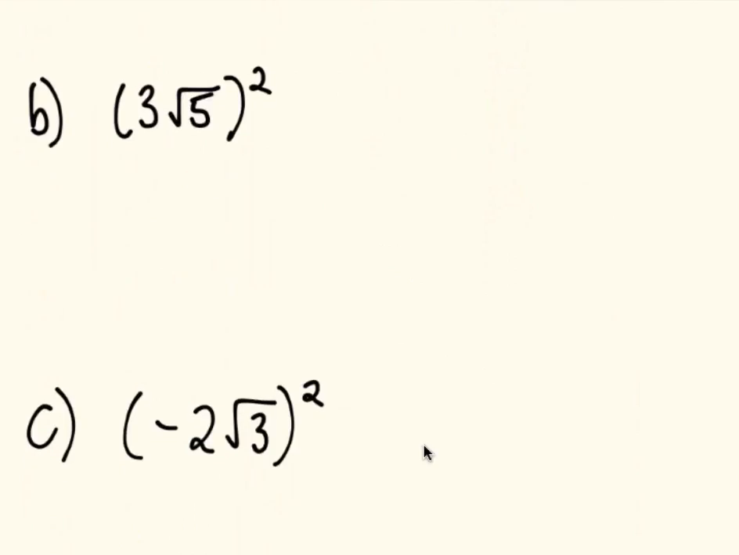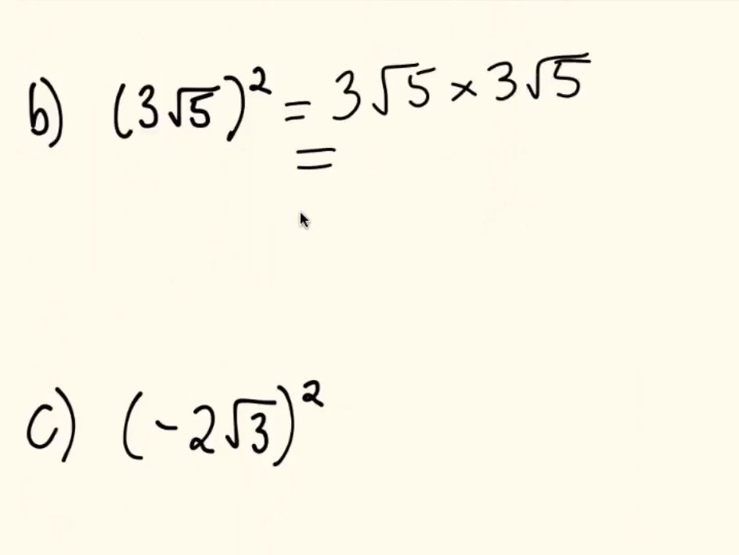So part B, 3 root 5 squared. Notice how the square here is outside of these brackets. So whenever you square something, you are just multiplying it by itself. So 3 square root 5 times 3 square root 5. You can only multiply the 3 and the 3 together separately. So if you like doing another colour, 3 and 3 go together, and then the square root 5 and square root 5 go together as well. 3 times 3 gives 9.